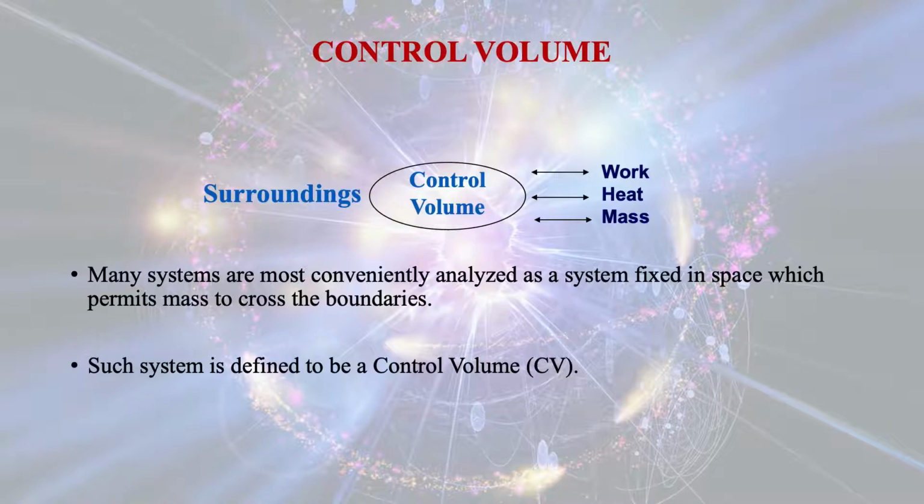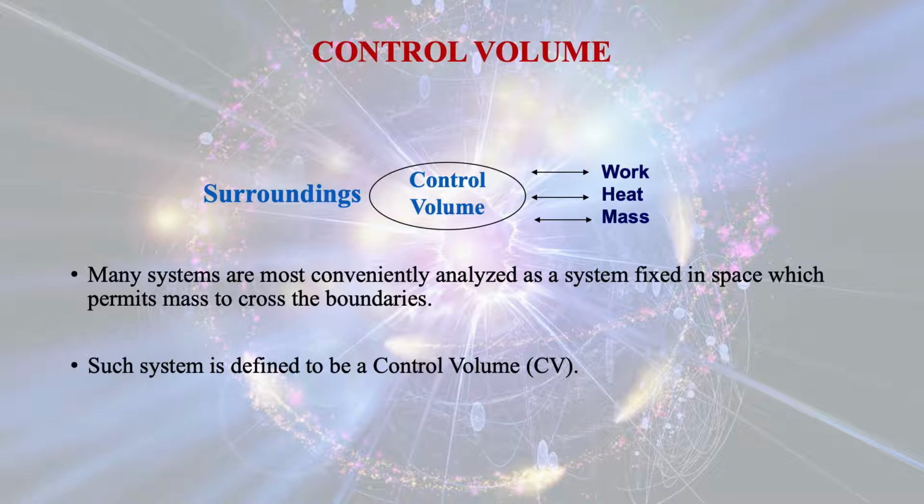Now, control volume: many systems are most conveniently analyzed as a system fixed in space which permits mass to cross the boundaries. Such a system is defined as an open system, or we can also say it is a control volume. So, if the mass is fixed and confined within the boundary, we call it a closed system or control mass. If the volume is fixed, we call it a control volume, and in this case the mass is not fixed. Mass may enter into the control volume or leave it to the outside.